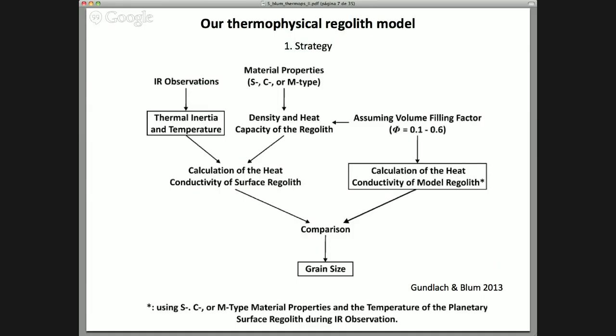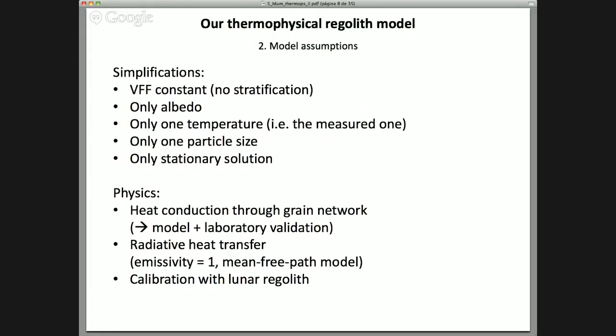Okay, of course, we do have a lot of simplifications. The volume filling factor, as I said, is assumed to be variable, but not within one calculation. So it's constant for each calculation, and we don't take stratification into account. We only use albedo, no beaming parameters, something like that. Only one temperature, namely the one given in the studies, and one particle size, no size distribution. We'll see why in a minute. And we only use the stationary solution.